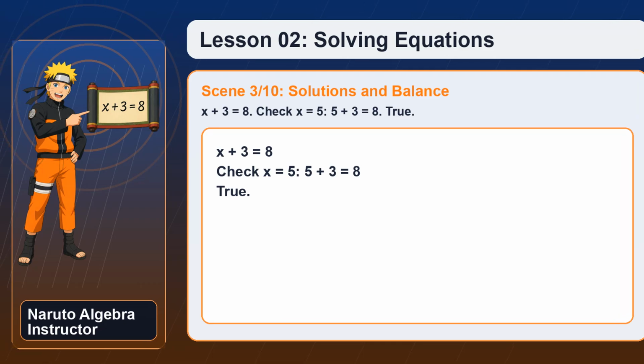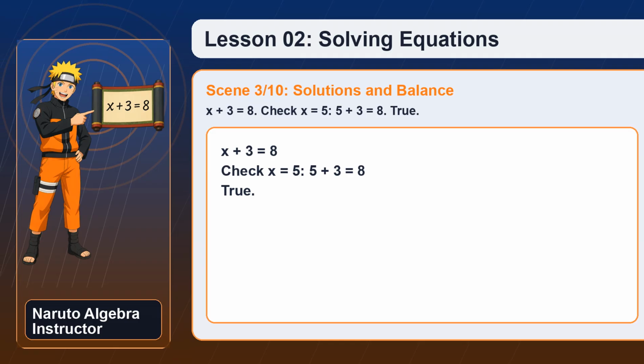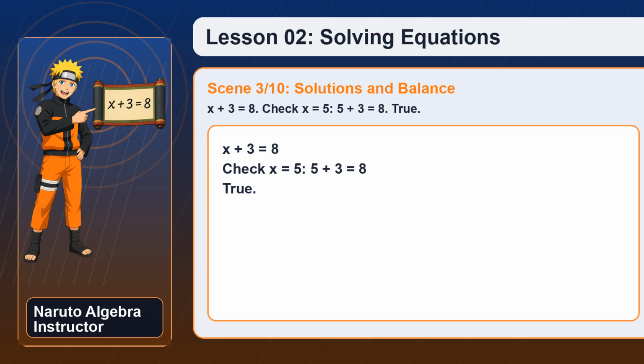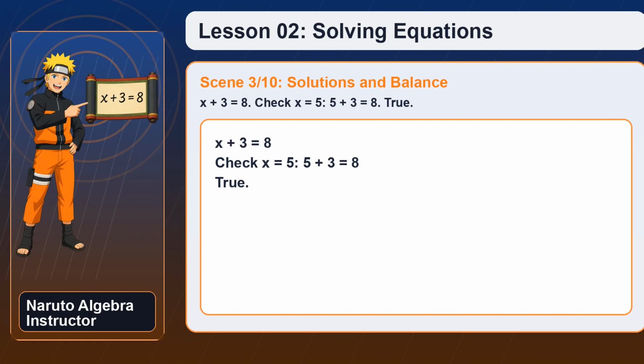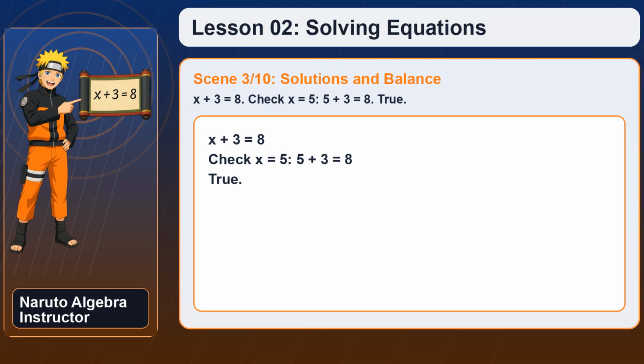The equal sign is not a decoration. It means the left side and right side have the same value. If one side changes and the other does not, the equation becomes unbalanced. That is why every solving step must be fair.